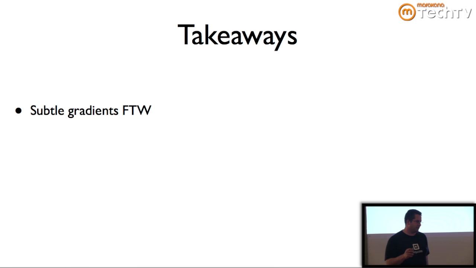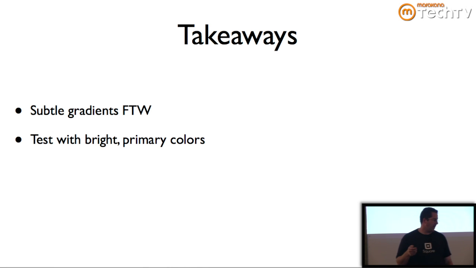So takeaways. Use gradients all over the place. It makes your UI look great. When you're testing, use bright primary colors, and only invalidate your drawables when the boundaries change.